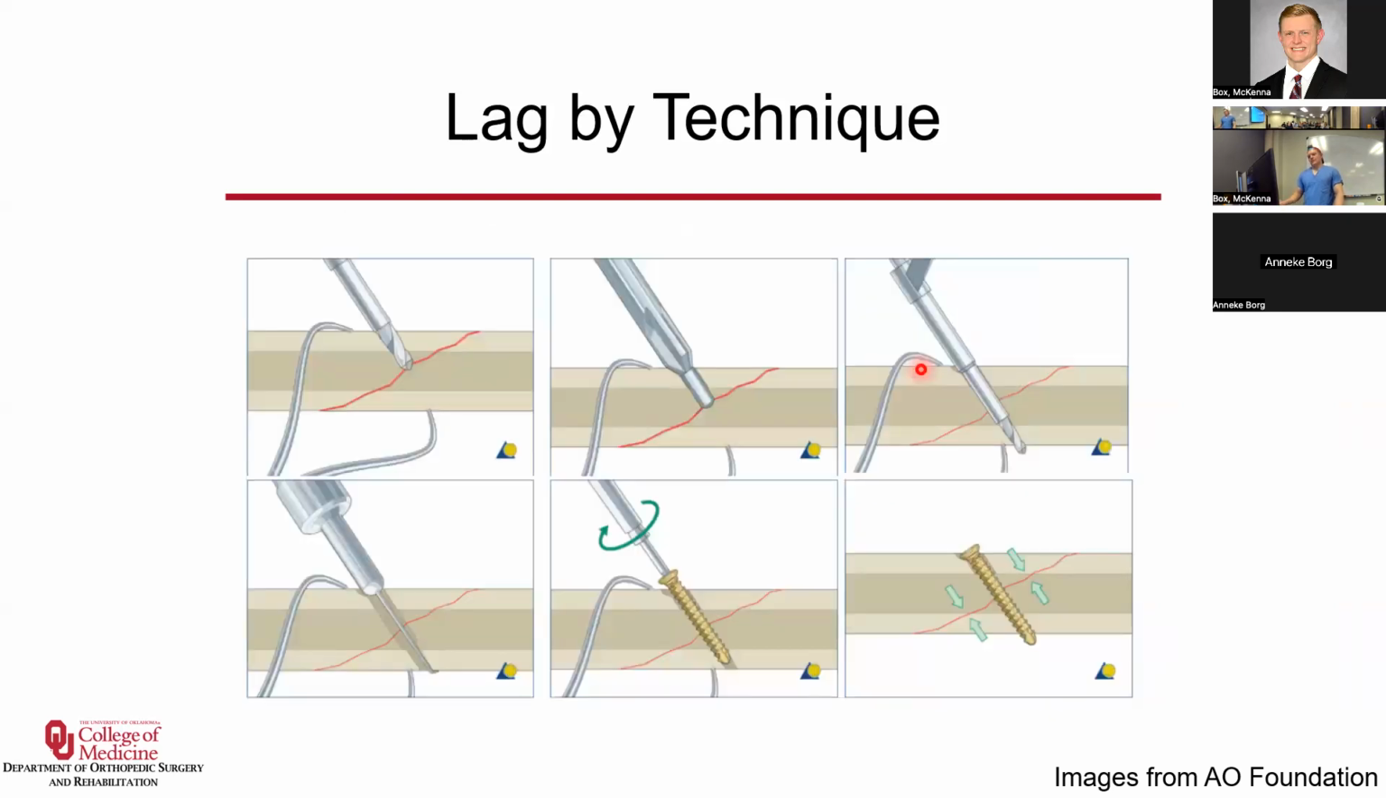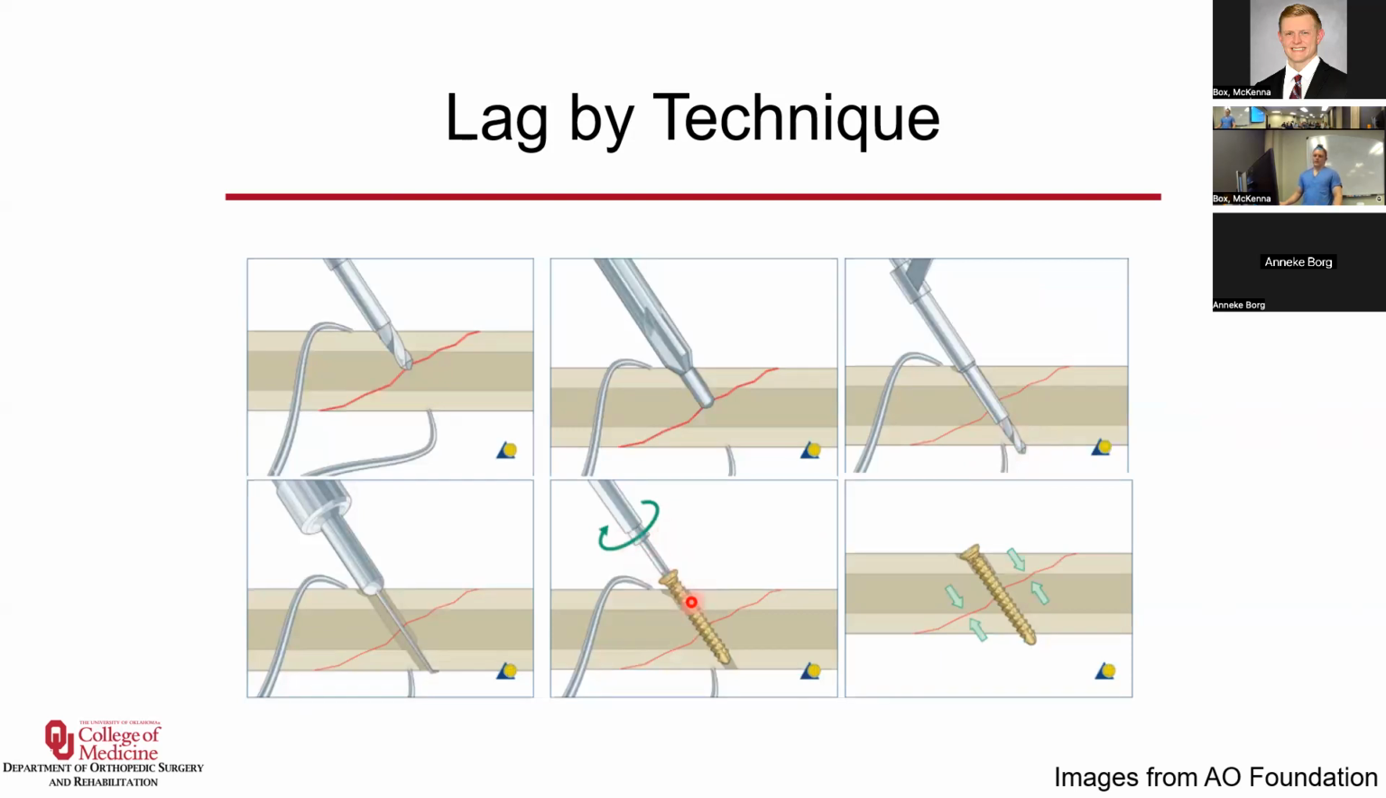Versus lag by technique. This is the AO lag by technique guide, which is really good. Say you're using a 3.5 screw. This cortex right here, you would drill with a 3.5 drill, which, as I mentioned, is the total diameter. So no threads are going to engage in this proximal cortex. Then you drill this other cortex with a 2.8 drill, so the threads will engage in this cortex.